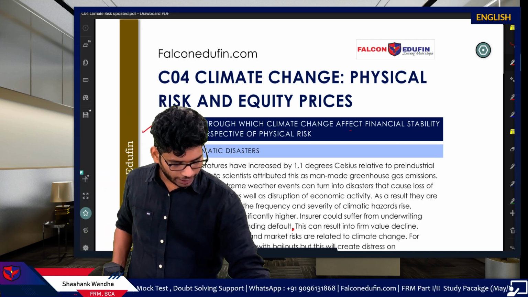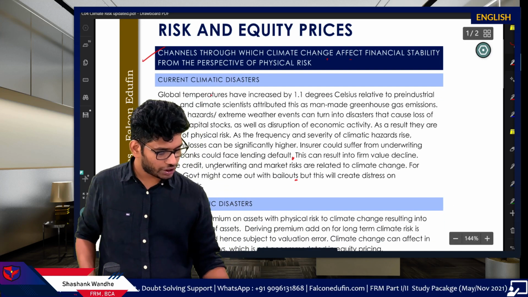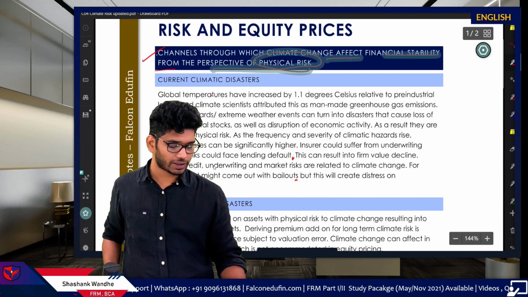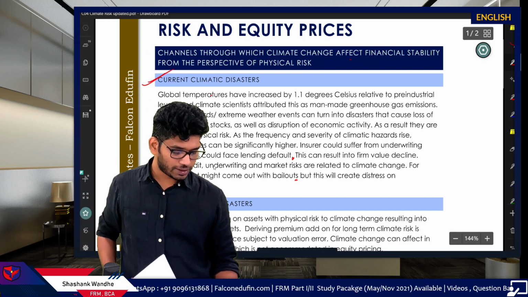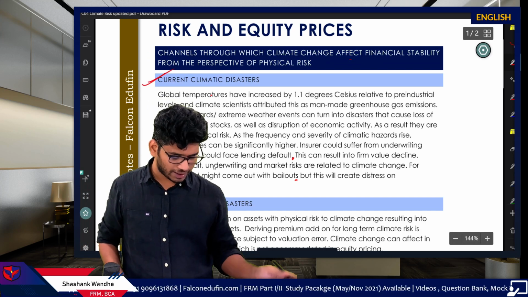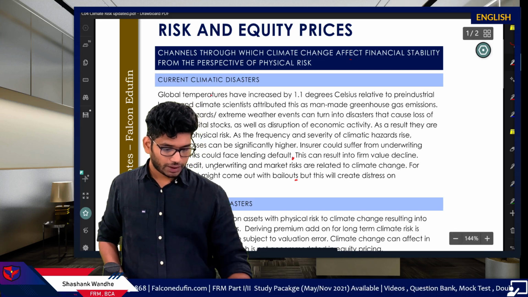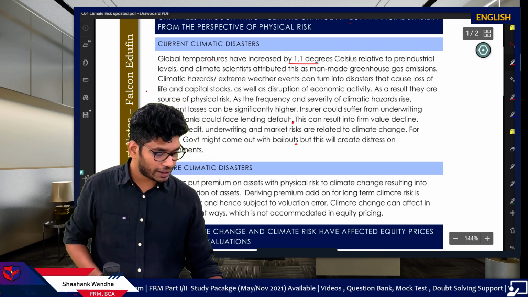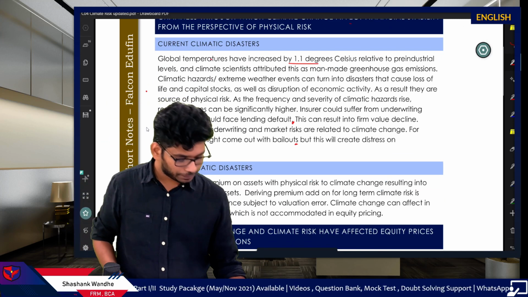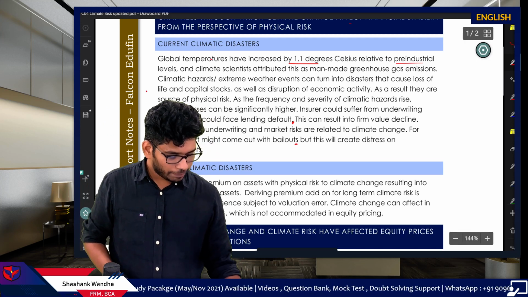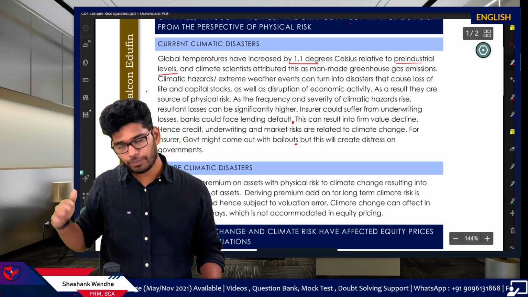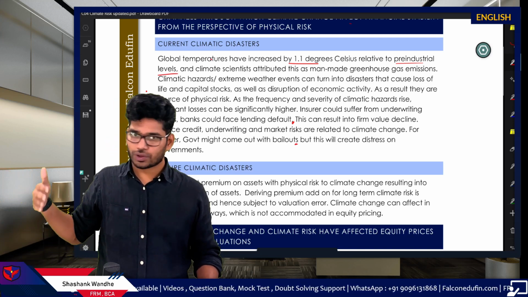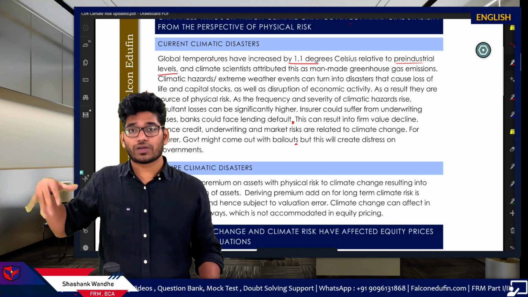First are the channels through which climate change affects financial stability from the perspective of physical risk. So here we only focus on physical risk and not on transition risk. First, the current climatic disaster. Second is the future climatic disaster. Now, current climatic disaster. Overall global temperatures have increased by 1.1 degrees Celsius relative to pre-industrial levels. Pre-industrial means before industrialization happened, when laborers were producing the goods. So that was pre-industrialization. Now industries are producing the goods.